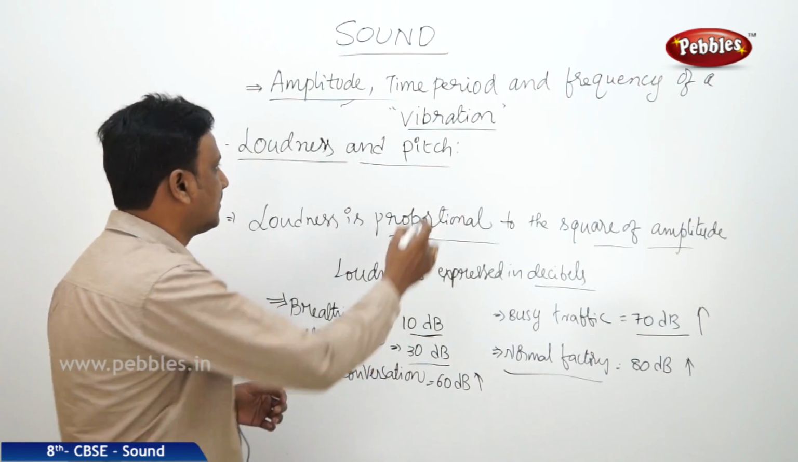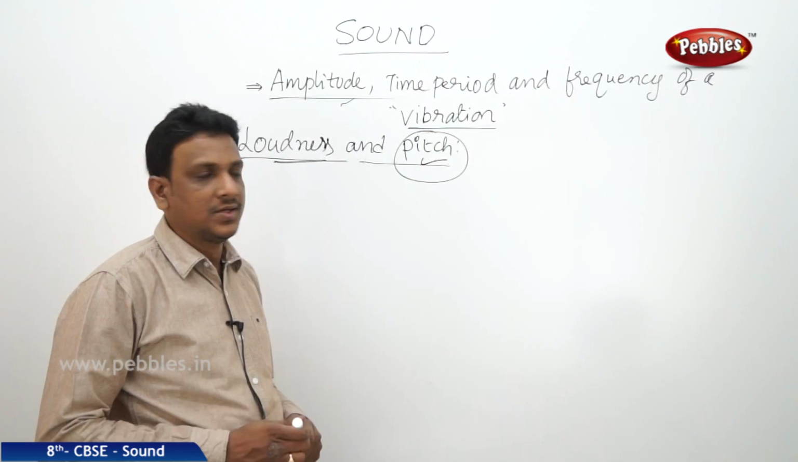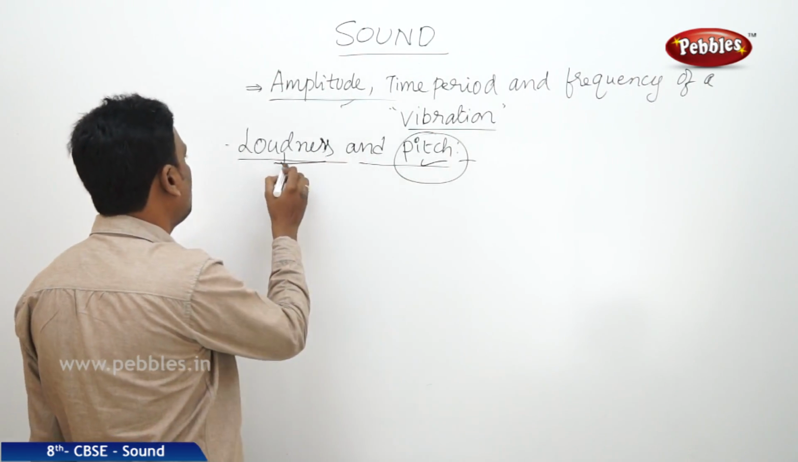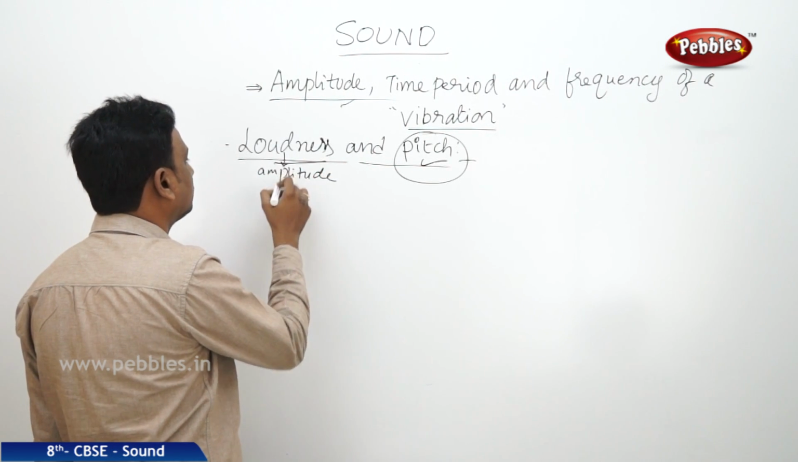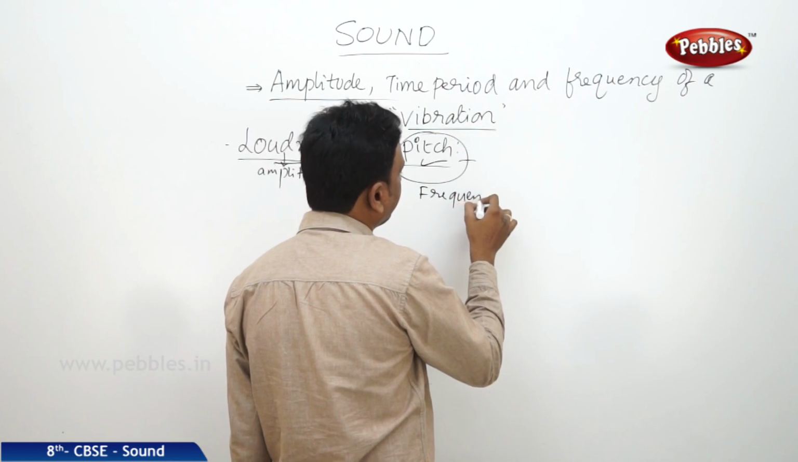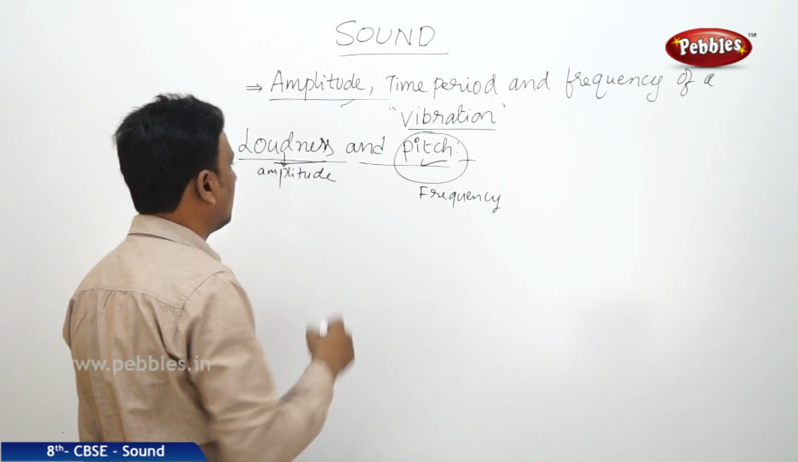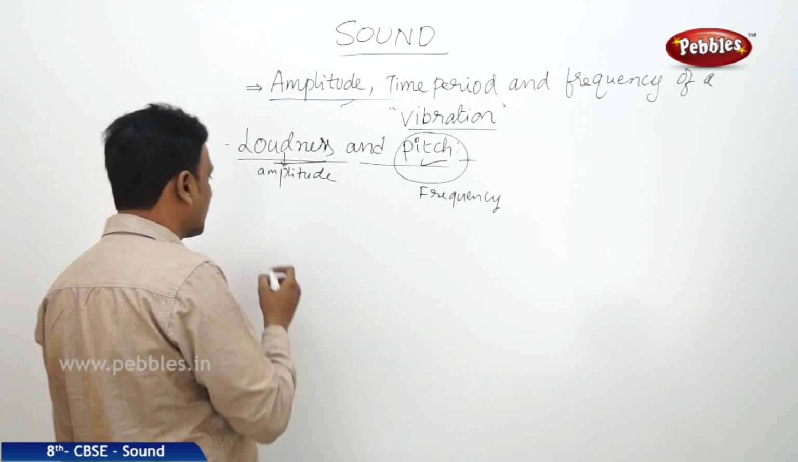So the next thing, pitch. We learned about loudness. Let us look at pitch. Loudness is connected to amplitude. Pitch is connected to frequency. Pitch is related to frequency. Loudness is related to amplitude. Now let us see the relation between pitch and frequency.